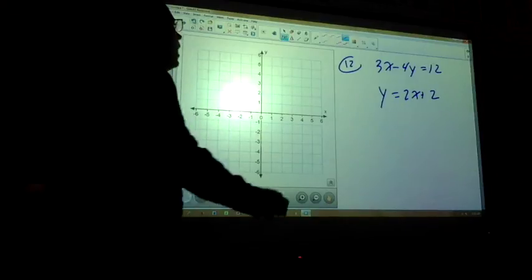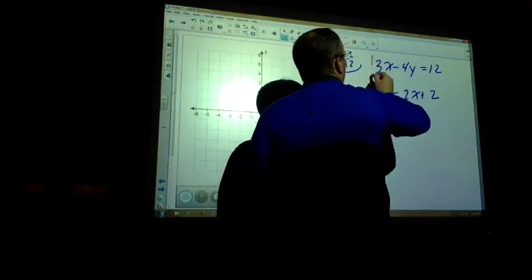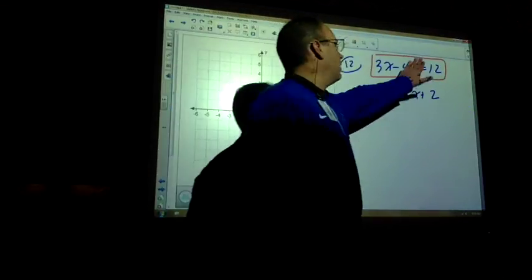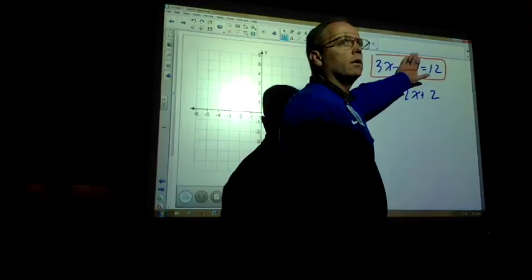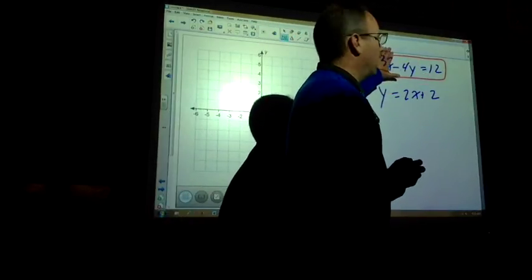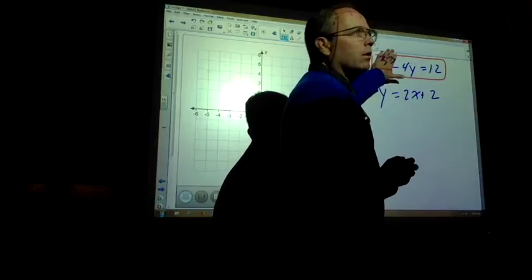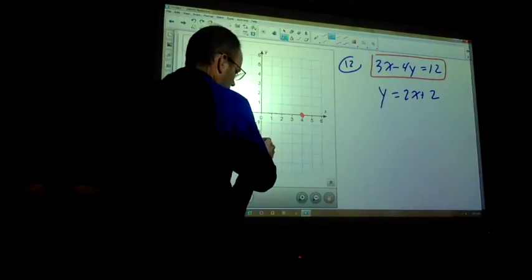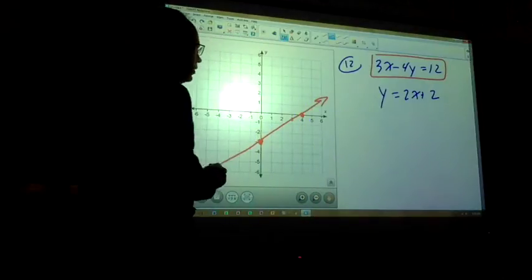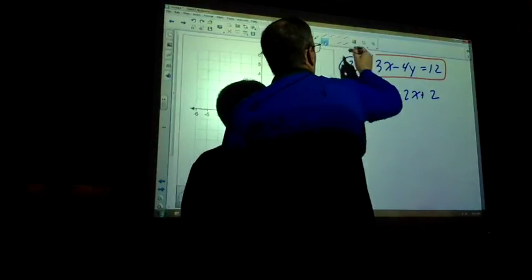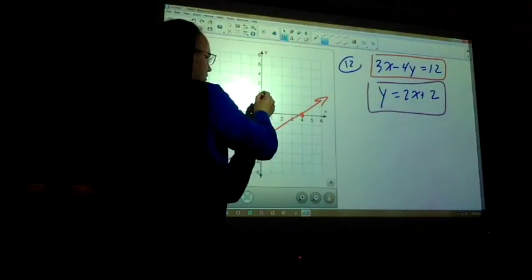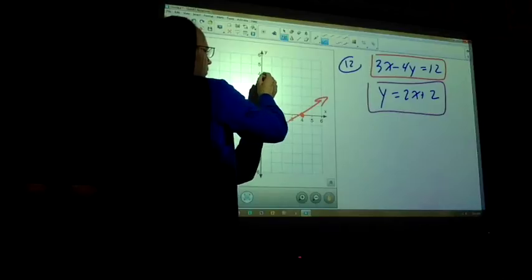All right. So this one appears the cover method would work nicely on. If I cover up my y value, x equals what? 4. If I cover up my x value, I get negative 4y equals 12, so negative 3. Good. There's your first line. Second line, that's set up in slope-intercept form, so positive 2. Then I'm going to go up 2, right 1.